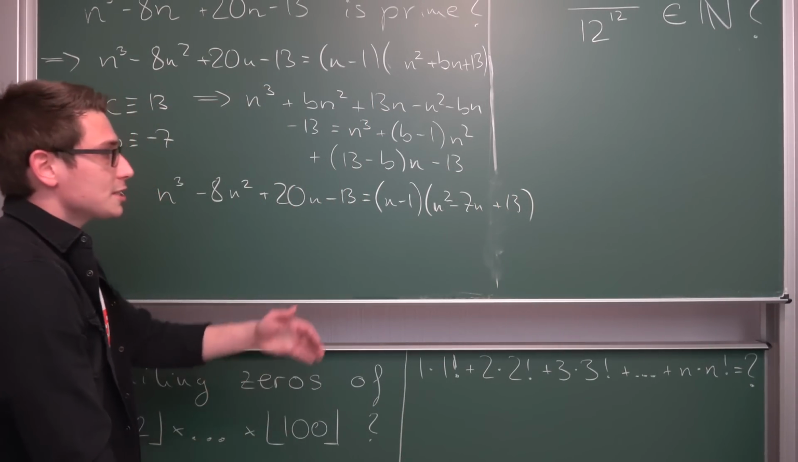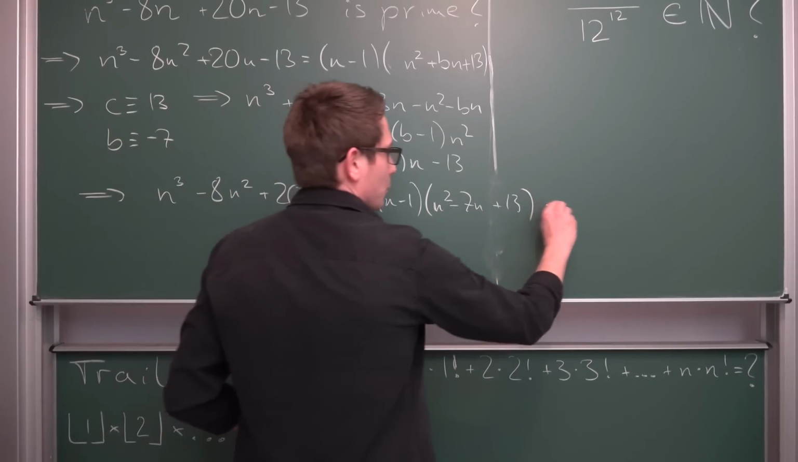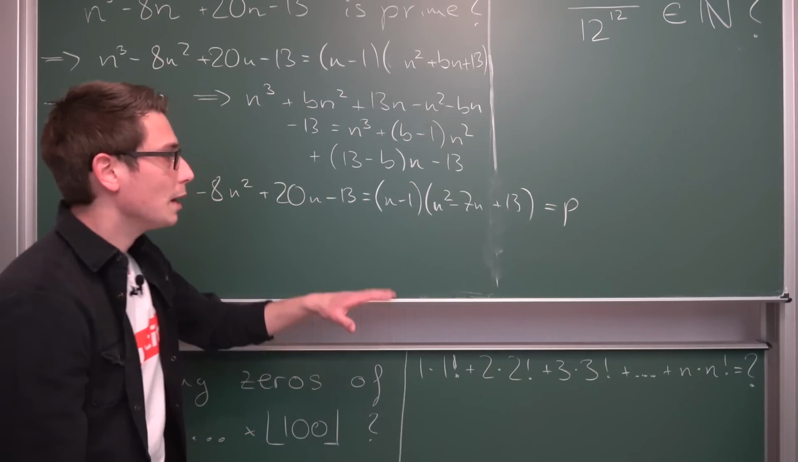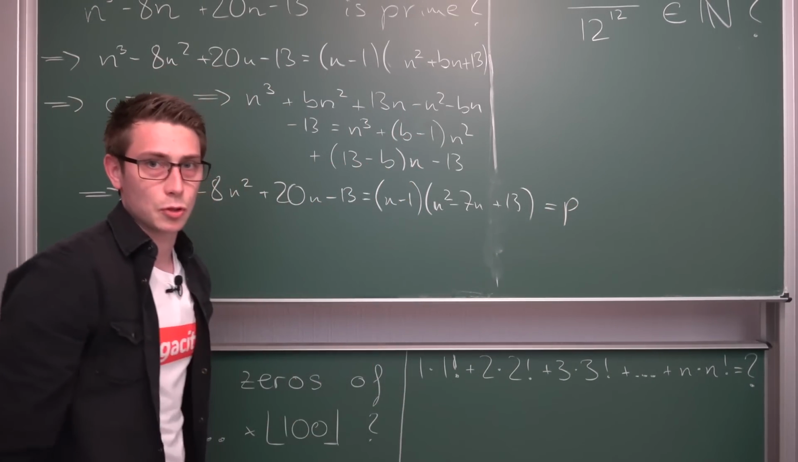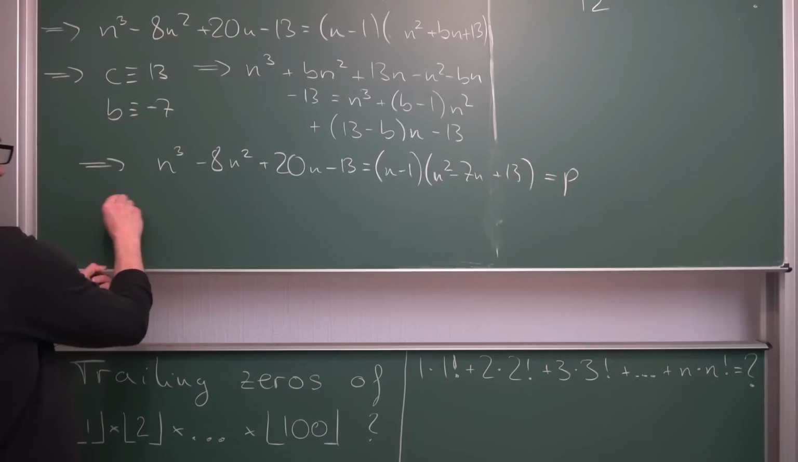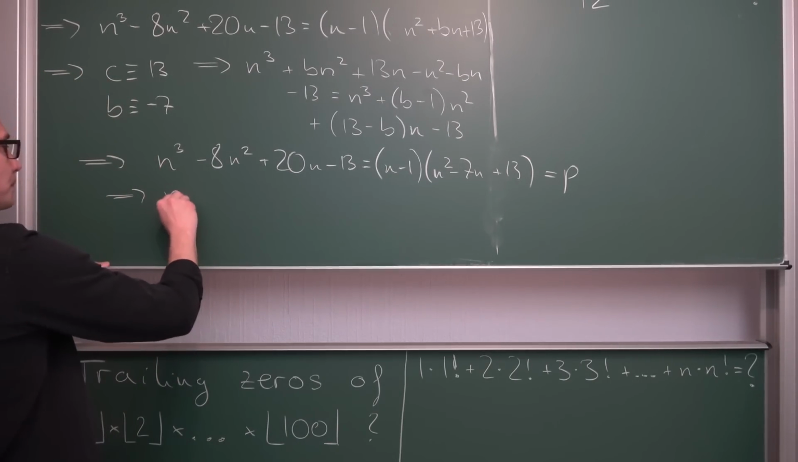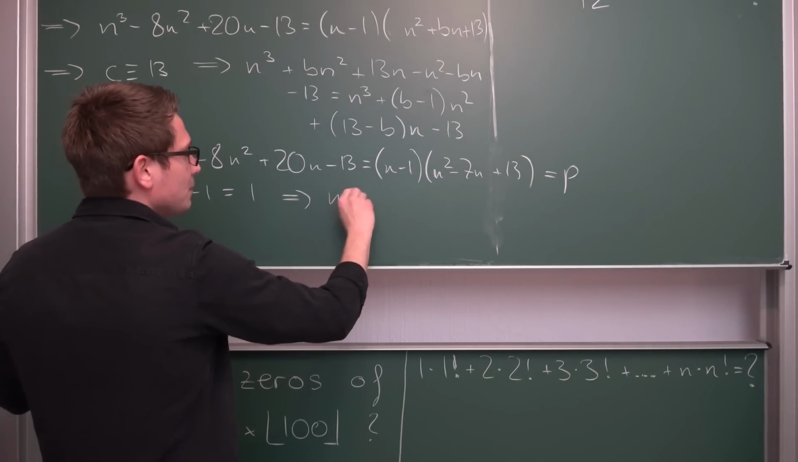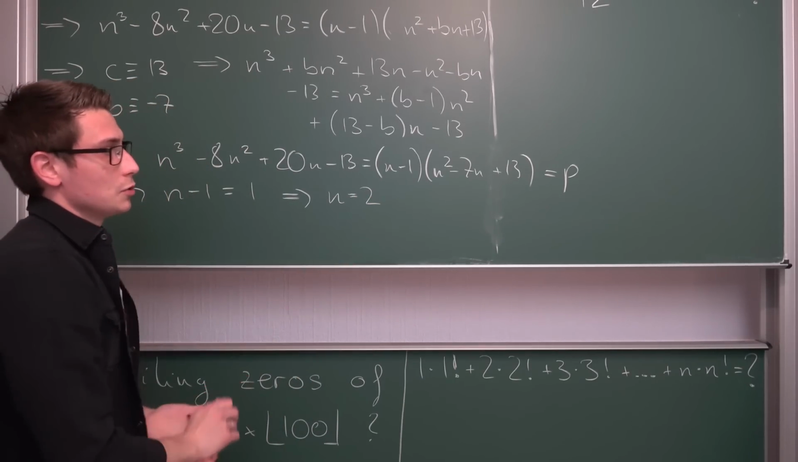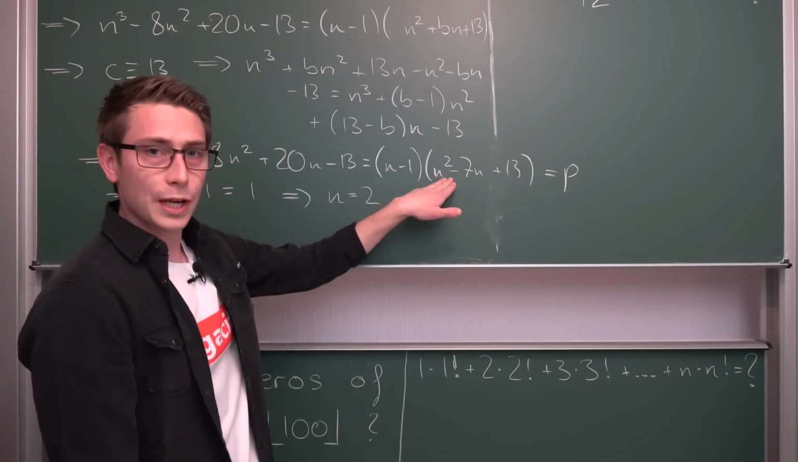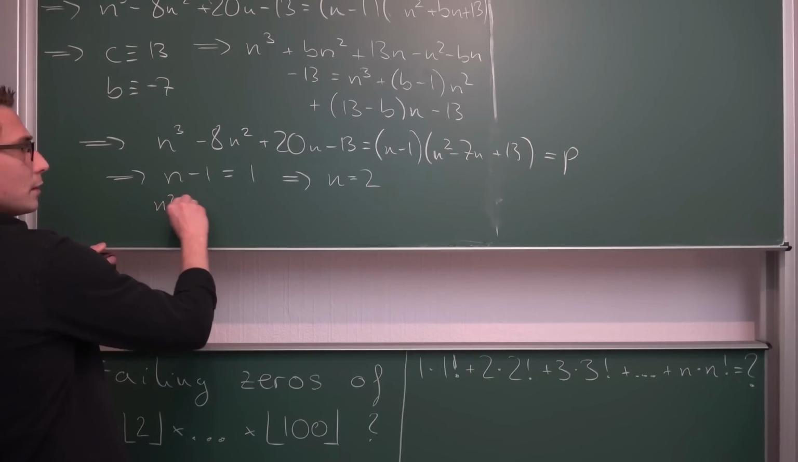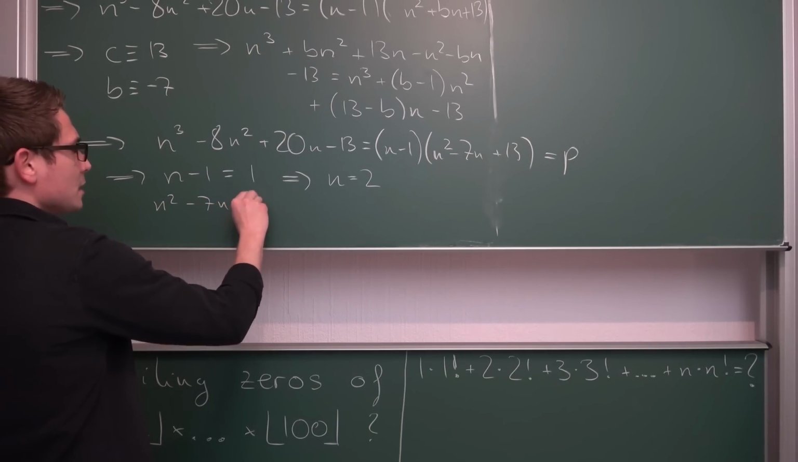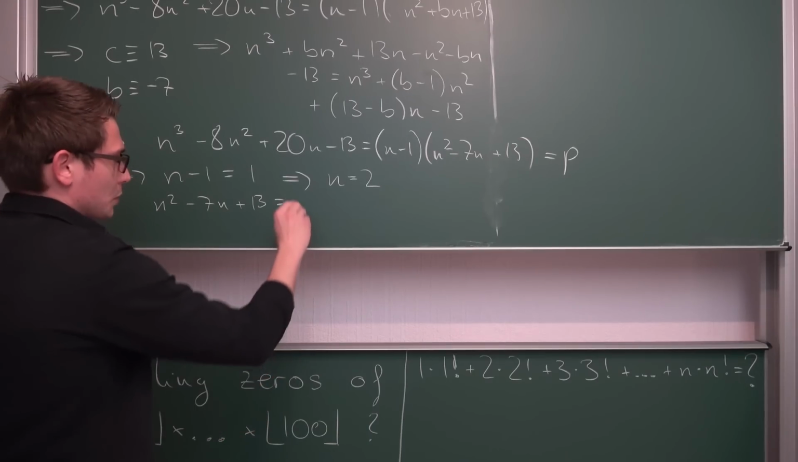And now we can start saying, okay, this number is only prime, so just some p prime, if one of the factors is equal to 1. Meaning, on the one hand we get, okay, this is the first factor, n minus 1 must be equal to 1, meaning overall we get n being equal to 2. This is one solution that we can actually get. Or we are going to say that n squared minus 7n plus 13 is also equal to 1.